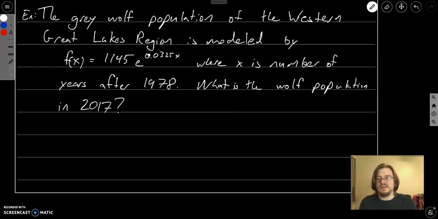So we can do this here, where the gray wolf population of the western Great Lakes region is modeled by this function, 1,145 times e to the 0.0325x, where x is the number of years after 1978. So it asks, what's the wolf population in the year 2017? Well, so 2017 minus 1978, well, this will be 39 years. And I can plug this into here.